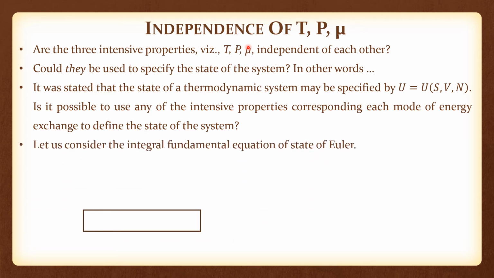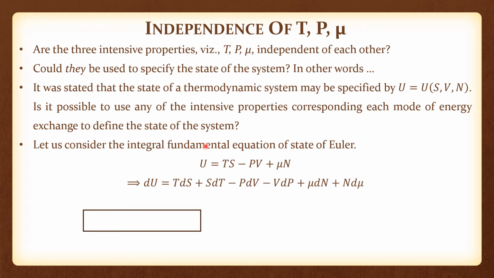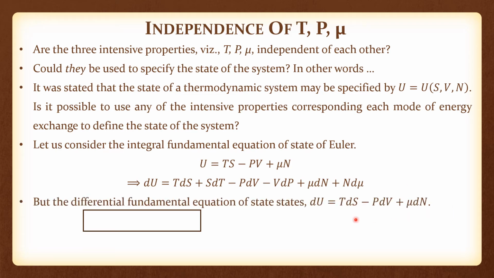Let us consider the integral fundamental equation of state of Euler. What does it say? It says that U is equal to TS minus PV plus mu N. So if I differentiate U, since there is a product of two variables, I should write T dS plus S dT, similarly minus P dV minus V dP, plus mu dN plus N dmu. But the differential fundamental equation of state says that dU is T dS minus P dV plus mu dN.